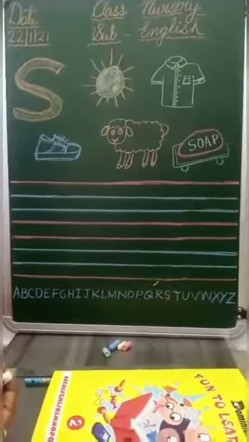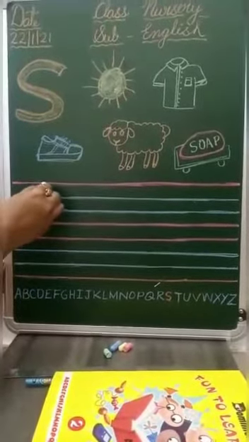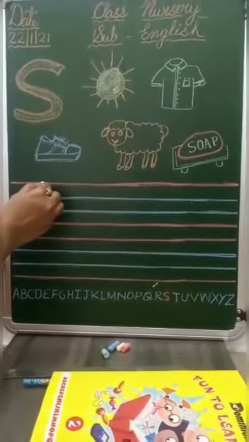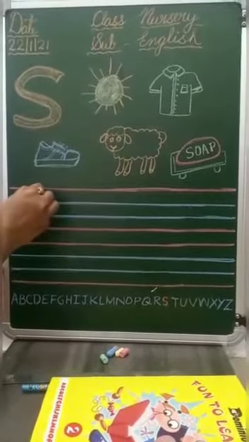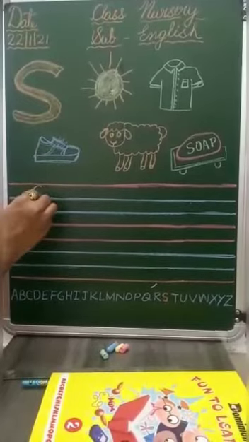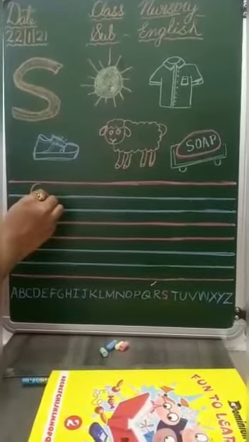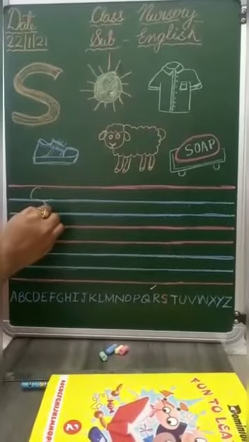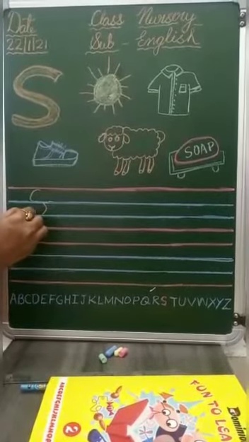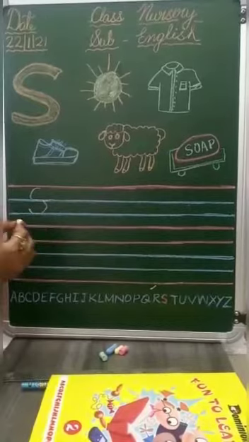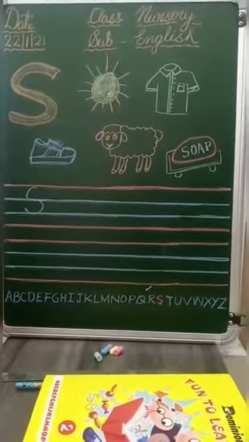Look at here. What we will do? Start from the top and swing to the left and create a curve. Now, swing to the right and create another backward curve at the bottom. This is the letter S. Okay, kids?